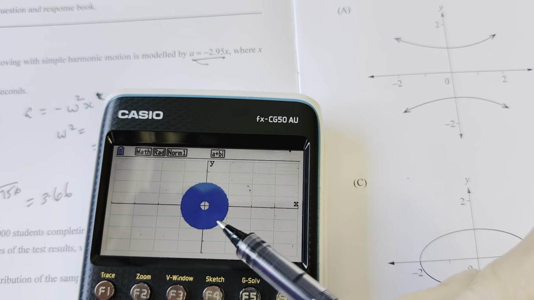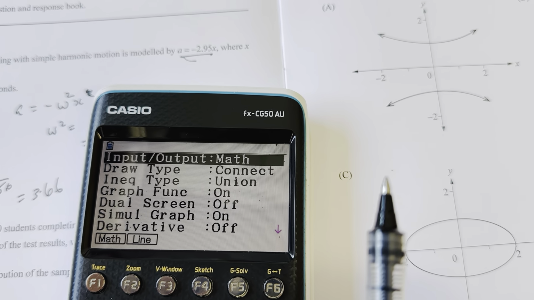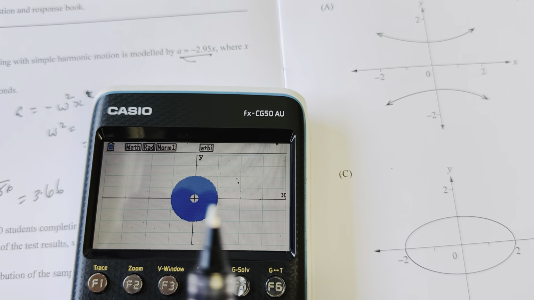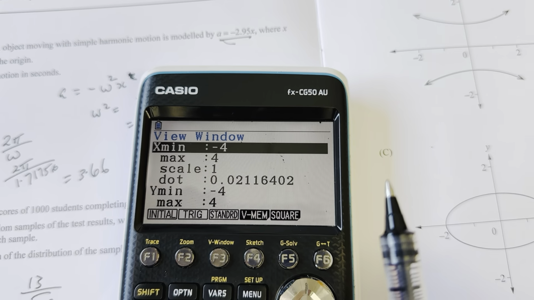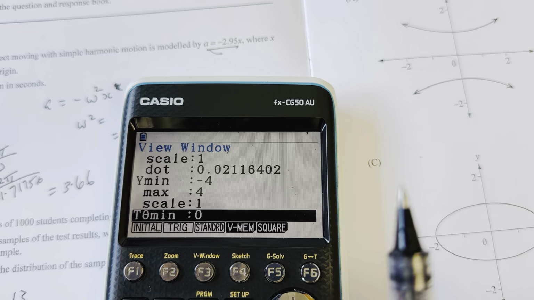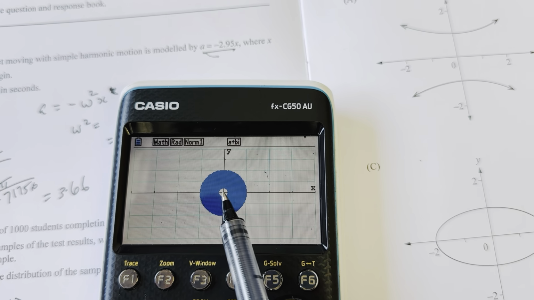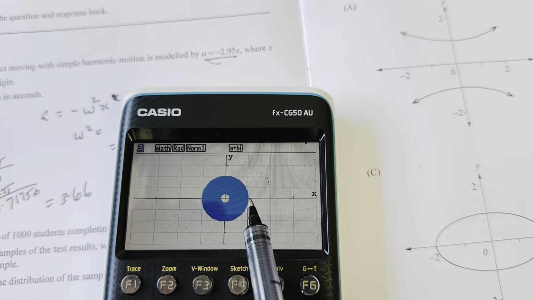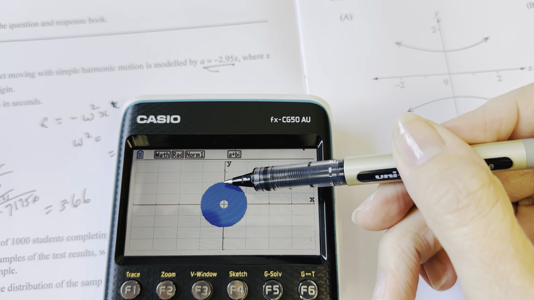If you note, now to check, sorry, wrong one. Check your view window. I've got my scale just from -4 to 4 with a scale of 1, and the y is the same, -4 to 4 scale of 1. So when I look at my grid lines, it's only gone 1 on the x, but it's gone 2 grid lines on the y.